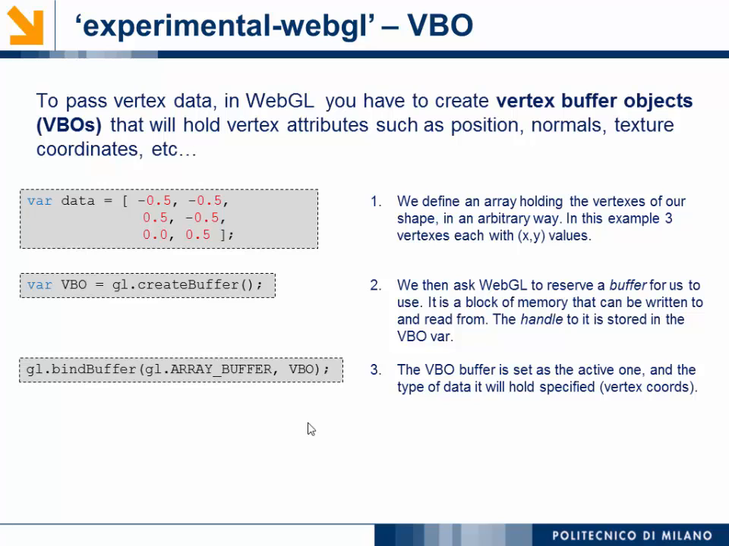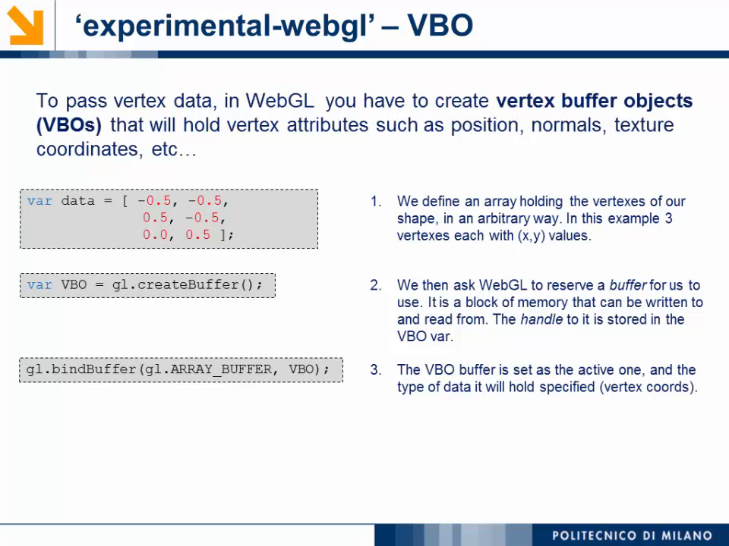Then we bind the buffer. Since we are working with a state machine, we have to specify which buffer the subsequent operations are going to be made on. Of course, in this case, we are just providing the commands line by line, but in a more complex code, the last bound or created buffer is probably not the one on which you want to operate. So you have to specify again, I want to work on this buffer.